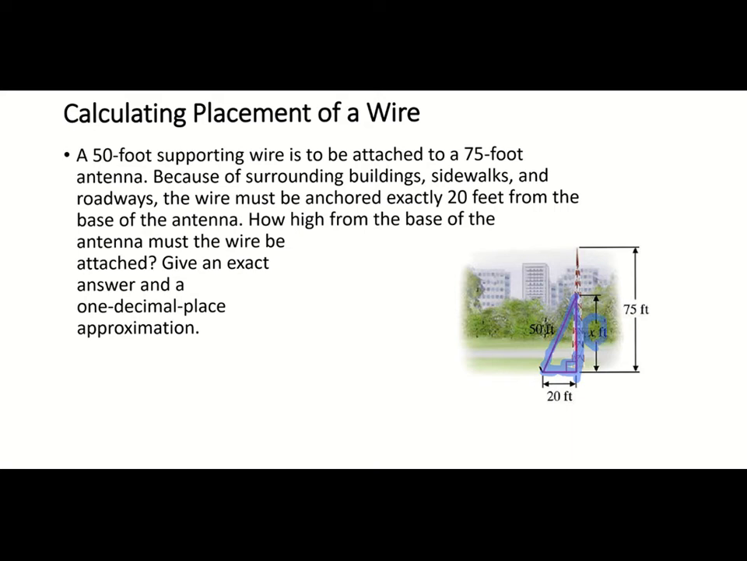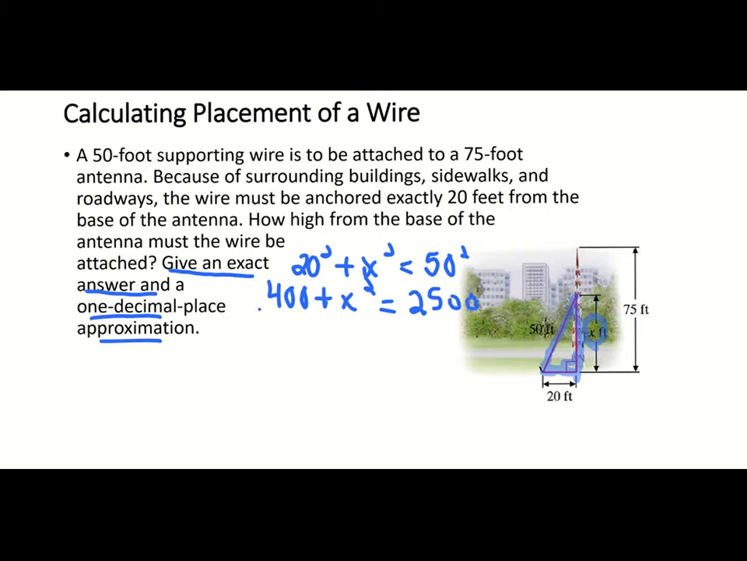x is one of the legs. So again, we'll use our formula and solve for x. They want an exact answer and a 1 decimal place approximation. So I'm going to say we have 20 squared plus x squared is equal to 50 squared. So 400 plus x squared is equal to 2,500. And we'll subtract 400 from both sides.